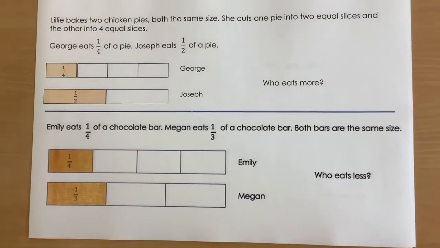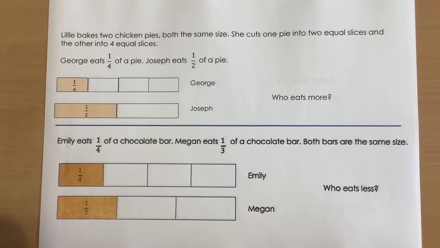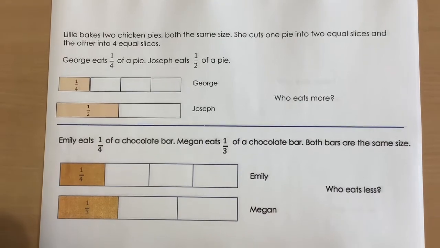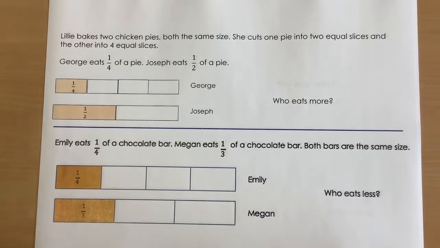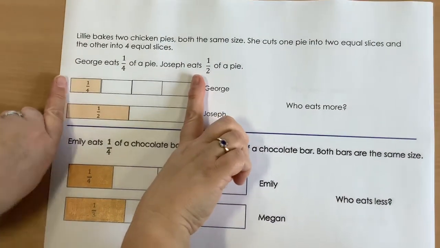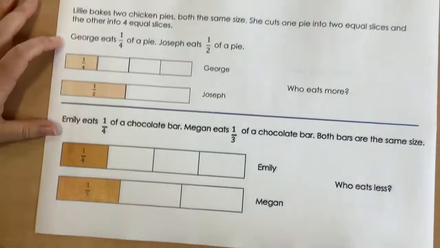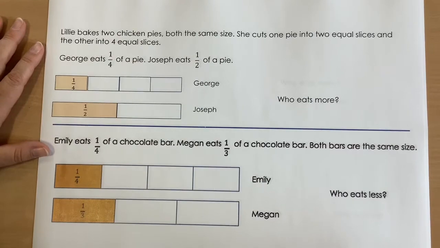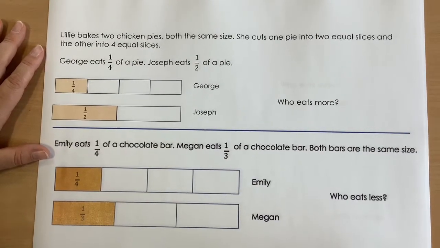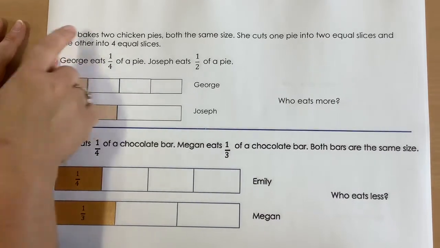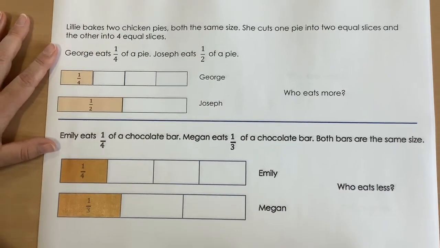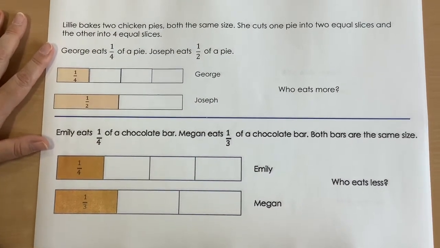This is slightly different. Can you see what I've done here? Lily has baked 2 chicken pies. Both pies are the same size. So these represent the chicken pies, and as you can see, they are both the same size. She cuts one pie into 2 equal slices and the other into 4 equal slices. So the size of each of the pies is exactly the same, but the parts are different.